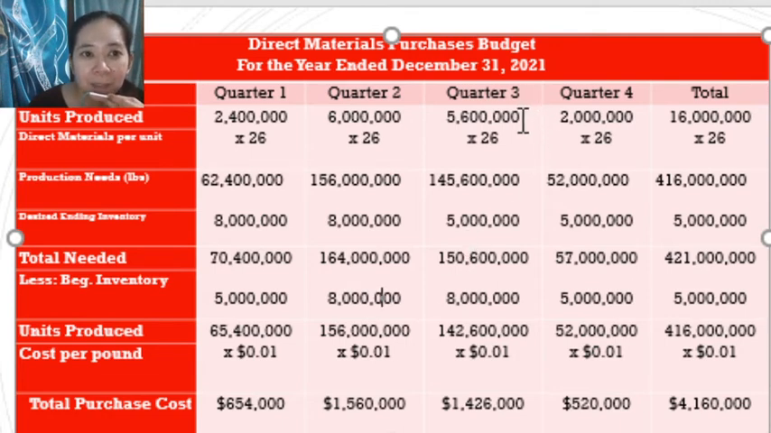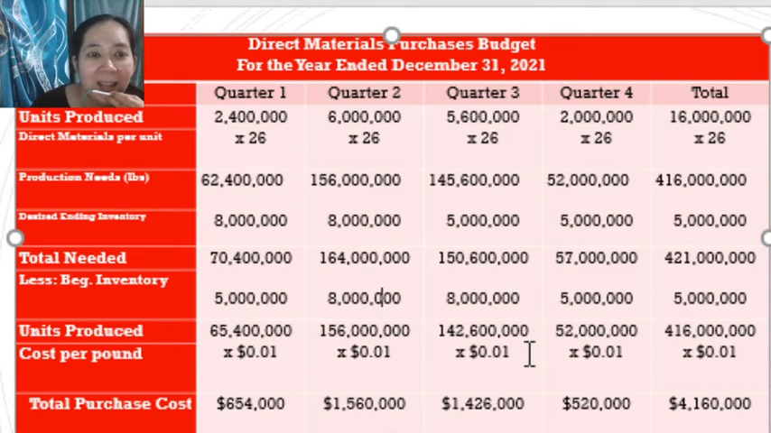Next, for the third quarter. So again, the number of units to be produced is from the production budget times the number of pounds per unit of concrete block. So our total production needs is 145,600,000. Next, our desired ending inventory, again based on the given data, that should be 5 million. Okay, and then so the total needs is 150,600,000.